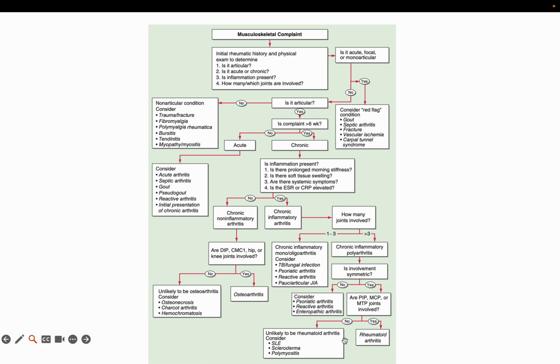If it is not rheumatoid arthritis only, then you go for ANA and all. Otherwise, it is mostly rheumatoid arthritis only. So always in the case of inflammatory arthritis, always send ANA and RF. So mostly it is rheumatoid arthritis only. Sometimes SLE also can be a possibility.